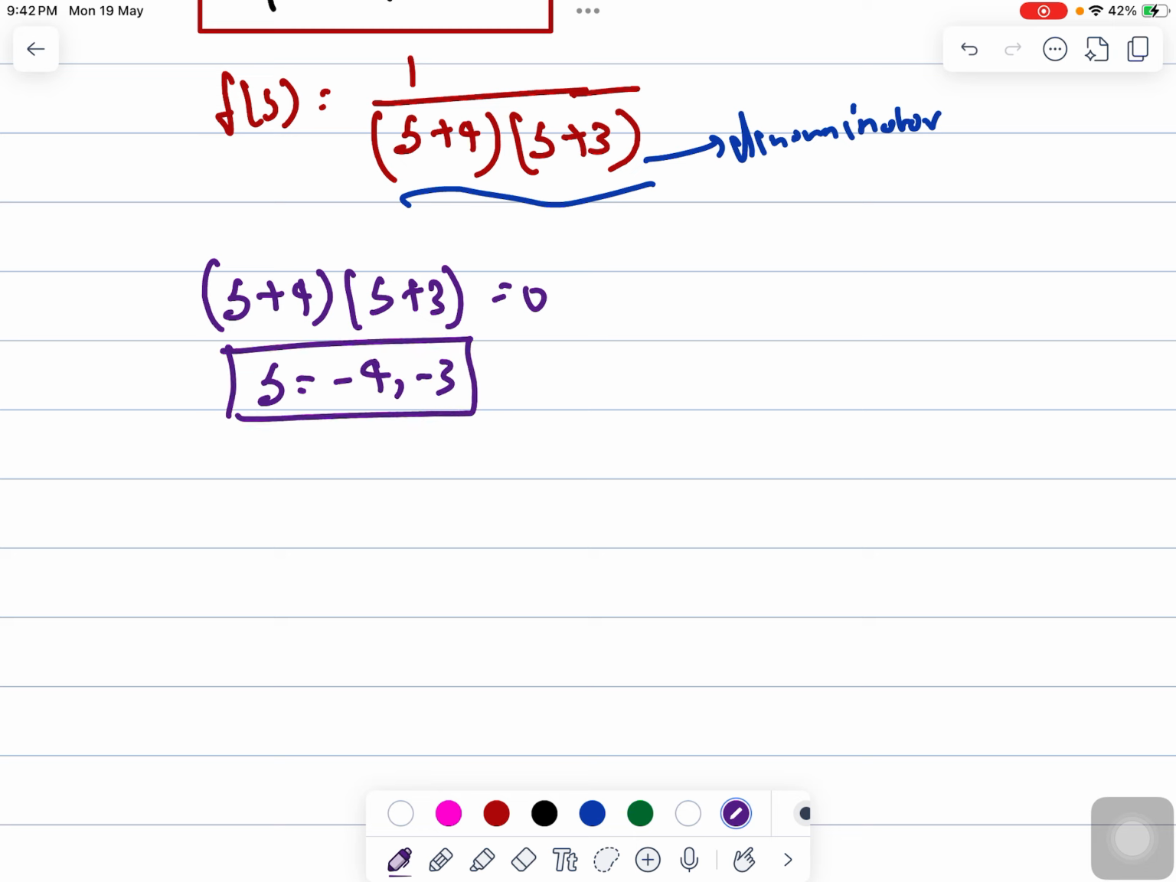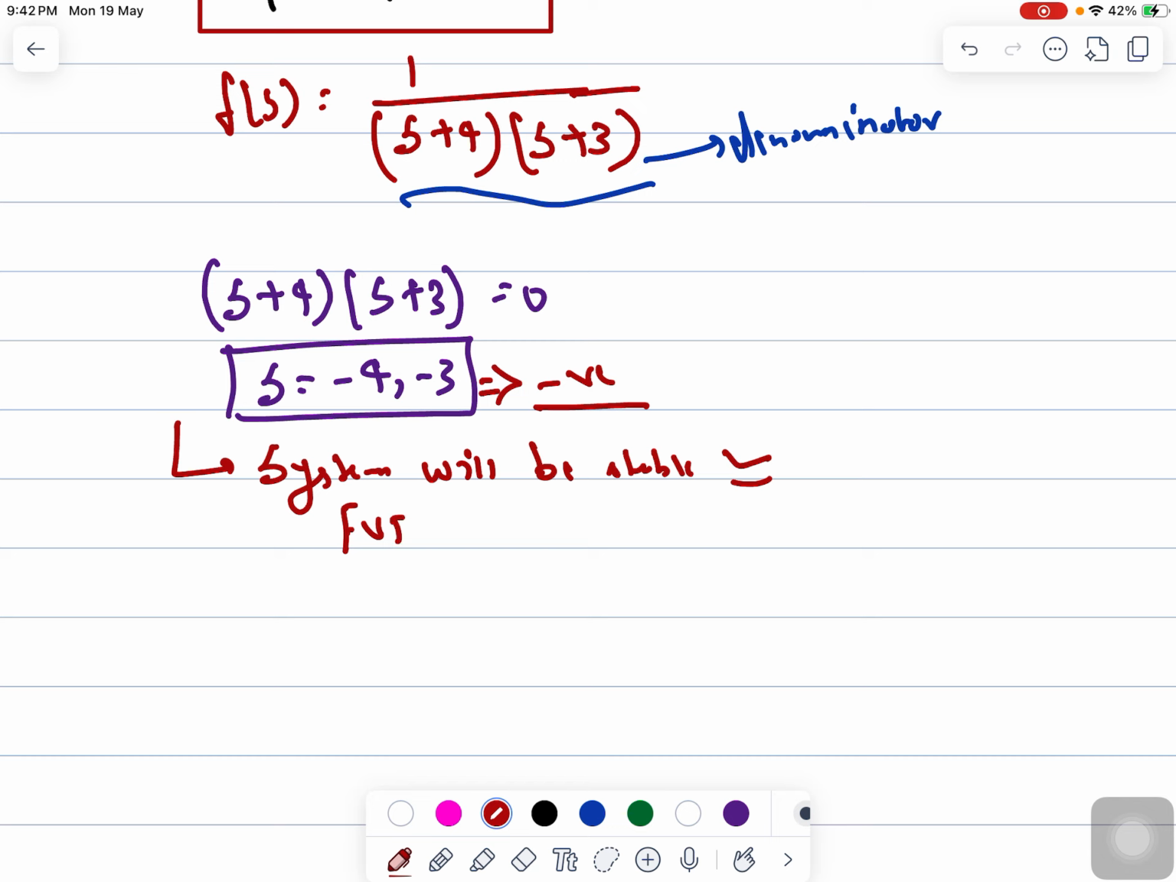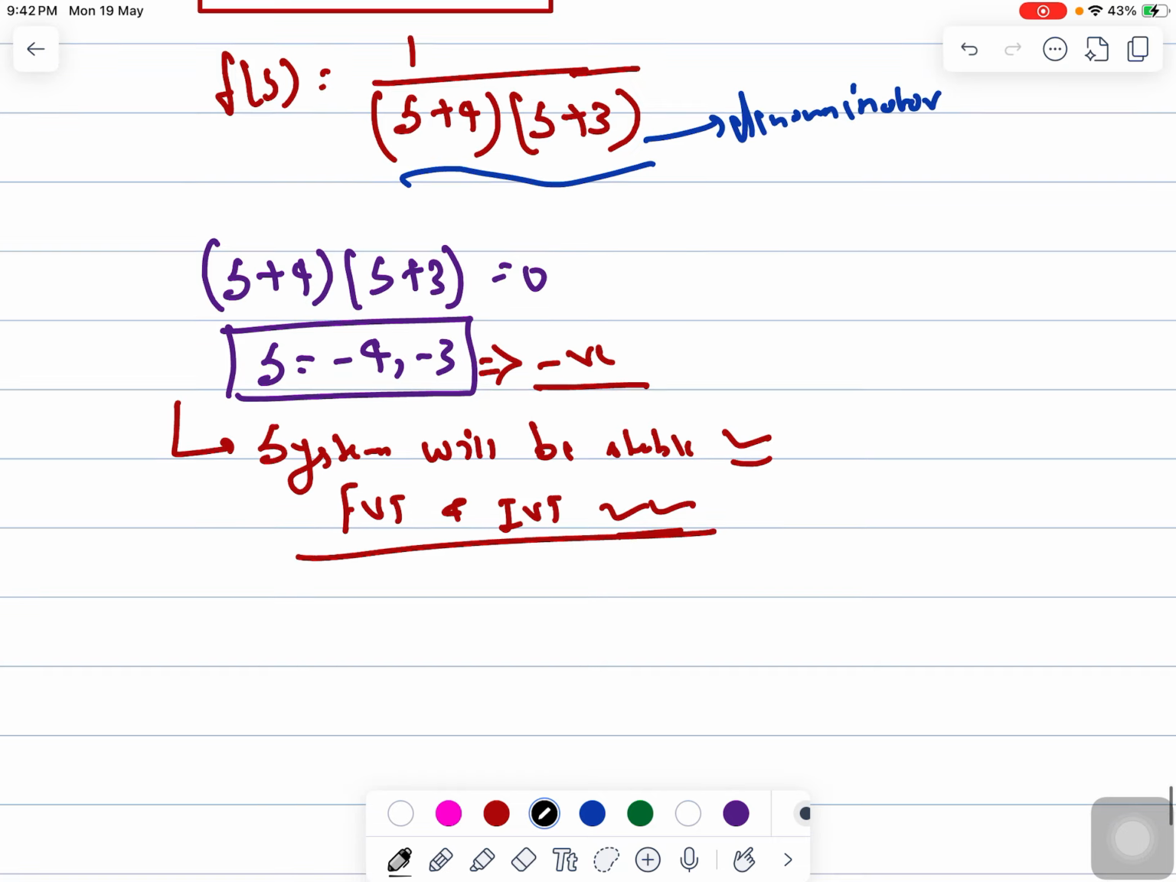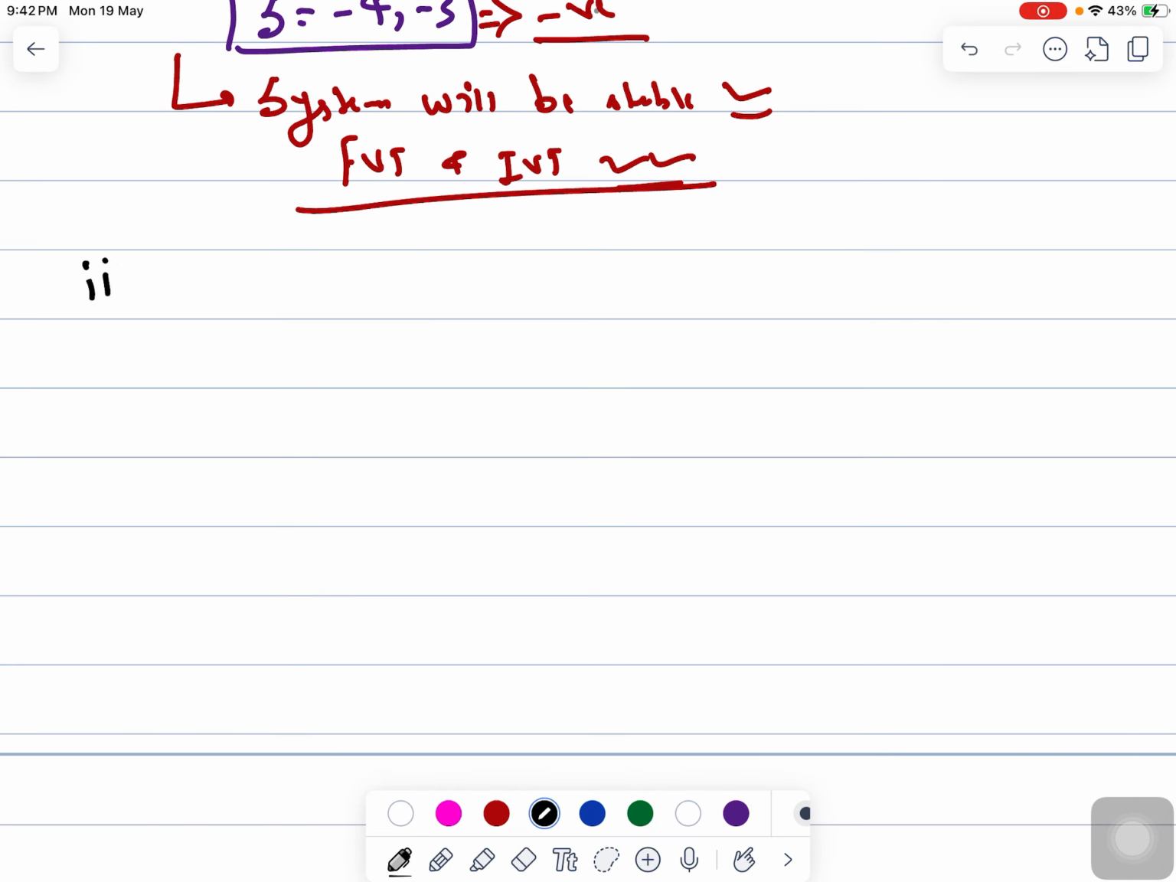So now what we see is that the roots of the denominator are negative, right? So this is a negative value, which means this system will be stable, and the final value theorem and initial value theorem can be used. Here we can use the final value and initial value theorem. But let's say there is a second question, which can be like this.